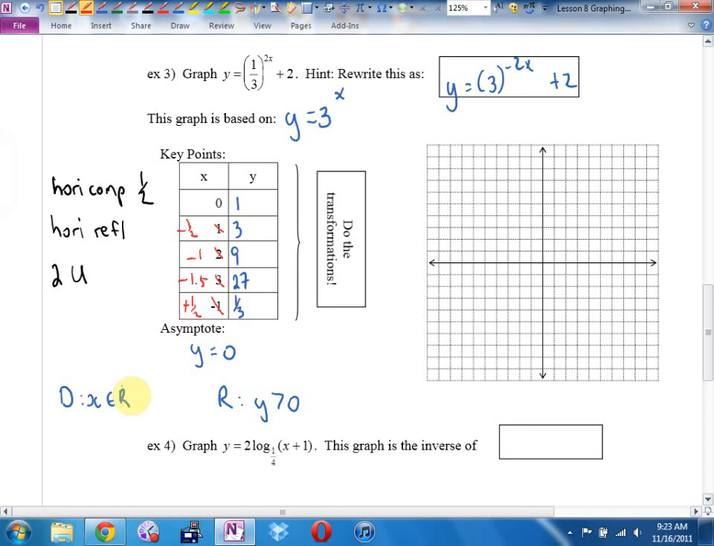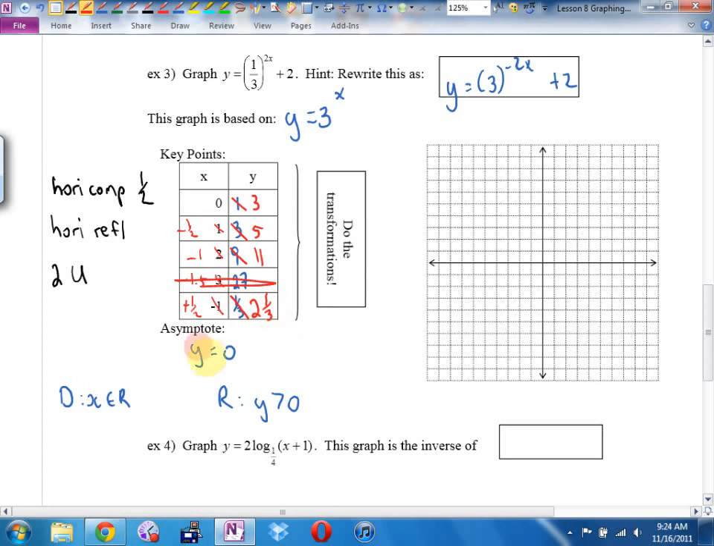Verticals. 2 up. 3, 5, 11. Maybe off my graph, but I can eyeball it. Yeah, you know what? This 27 is not going to fit on my graph, so I'm not going to bother. 2 up. This is going to be 2 1/3, which I can eyeball, roughly.